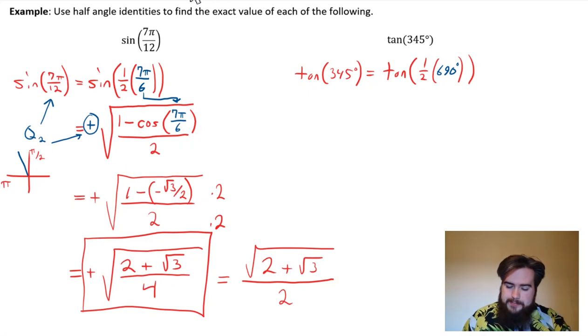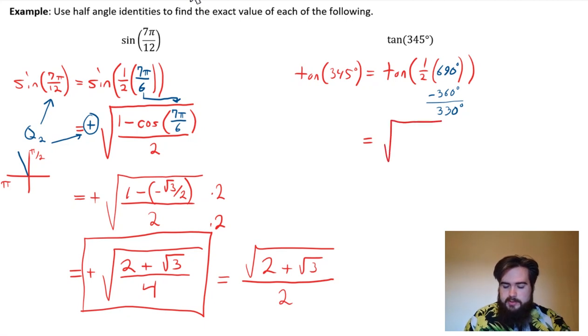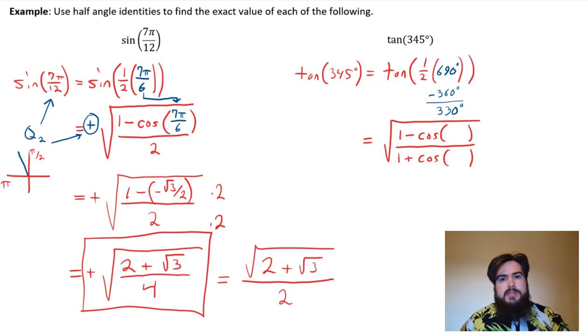So what I'm going to do is subtract 360 degrees from that first to find a coterminal one I might be more familiar with, which would be 330 degrees. That's the one that I will use. So we will have the square root of 1 minus cosine divided by 1 plus cosine. And for both of these, I will be using that angle measure of 330 degrees.